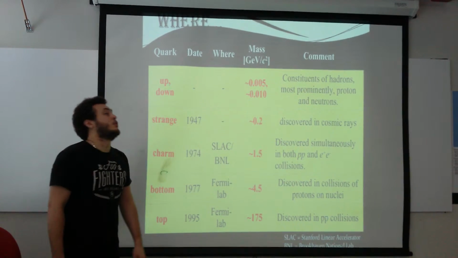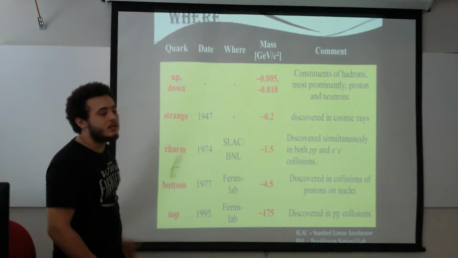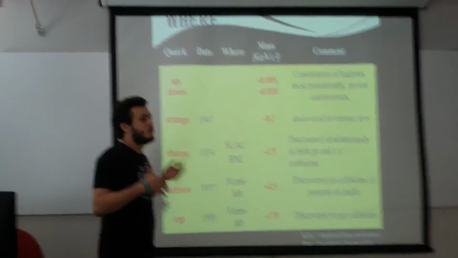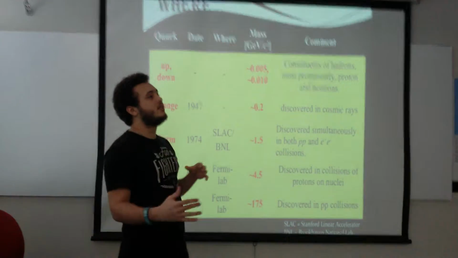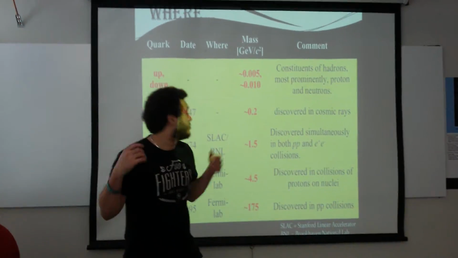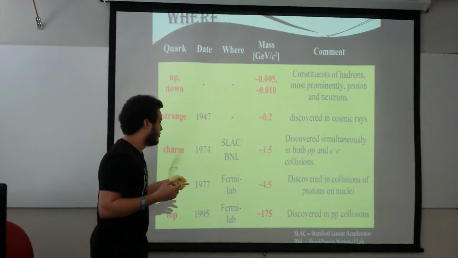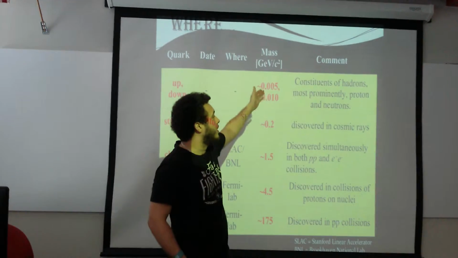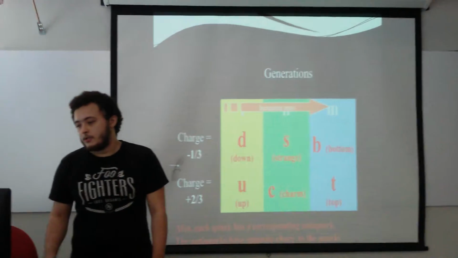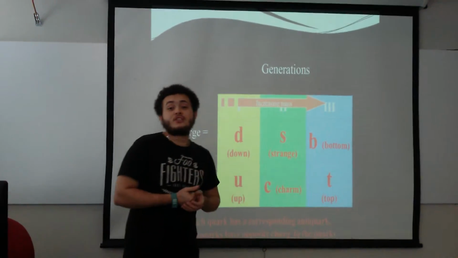Here we have a chart showing us how they were discovered. As we can see, they are fairly recent. The last one was the top quark, found in 1995. These quarks were found by basically colliding electrons with electrons and protons with protons. And this is how they discovered these quarks.